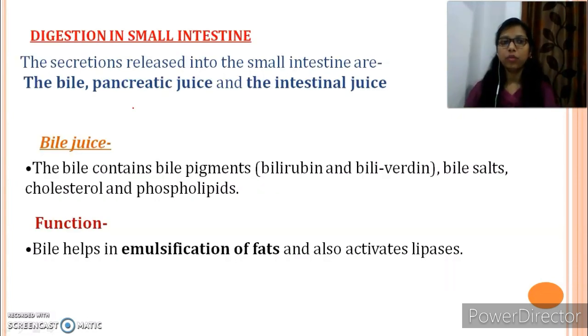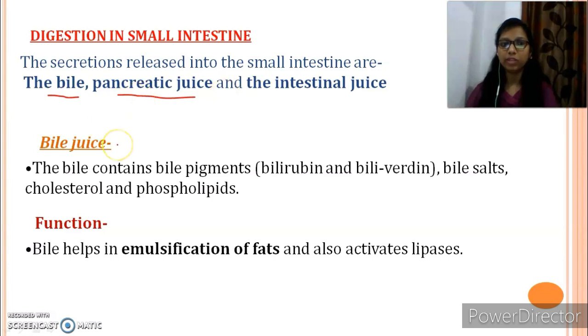After stomach, the food will now move into the small intestine. In small intestine, there are secretions from 3 different organs or glands. Okay, so the first one is from the liver, which is the bile. Then from the pancreas, the pancreatic juice will be released into the small intestine, and then the intestinal juice, which is secreted from the small intestine itself. Okay, so now let's see the function of these secretions one by one.